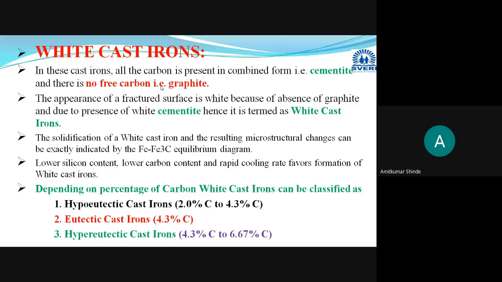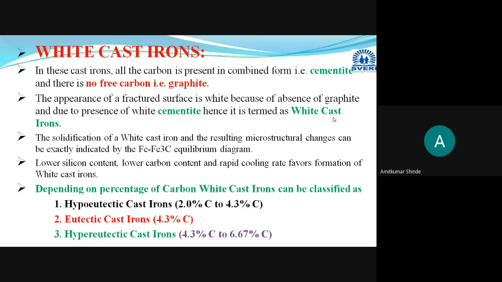Okay, and due to that white color appearance, this name is given, or this type of cast irons are termed as white cast irons. Okay, if you observe their fractured surface under the microscope, due to presence of this cementite, you will be able to see white colored layers, and due to that appearance only, this kind of cast irons will be named as white cast irons. Okay, white cast iron, from this appearance color, the name is given as white cast iron.